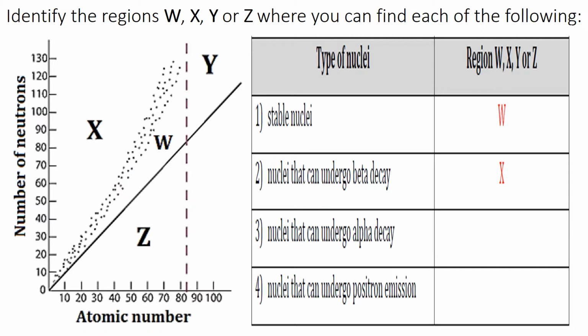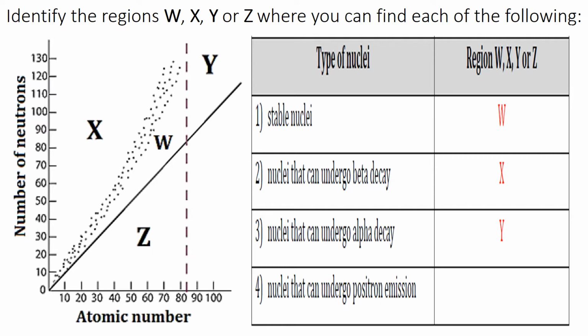Next type of nuclei, a nuclei that can undergo alpha decay. Now, nuclei with atomic number greater than 82 will undergo alpha decay. Therefore, based on the graph, anything from this point beyond would have an atomic number greater than 82. Therefore, those nuclei on region Y will undergo alpha decay, since again, based on the graph, their atomic numbers are greater than 82.